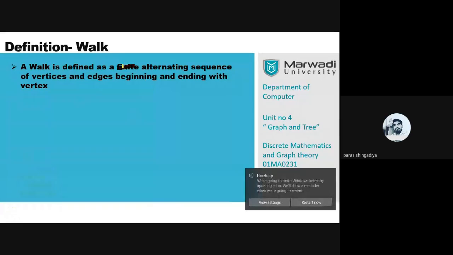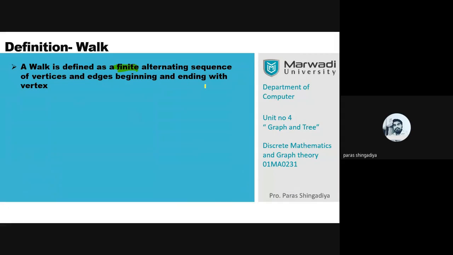That should be the finite alternating sequence of the vertices and edges, beginning and ending. Clear? That is important here. Beginning and ending with a vertex means you have to visit locations one by one, and then end your journey at one particular location. You cannot end your journey on the edges, meaning on the connections. You have to end your journey at one particular place. So, beginning and ending with a vertex.